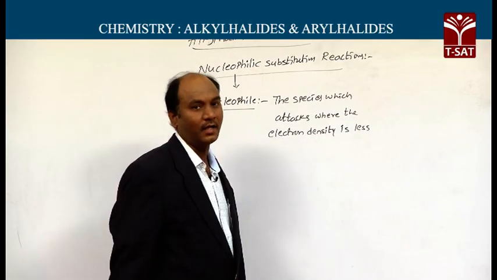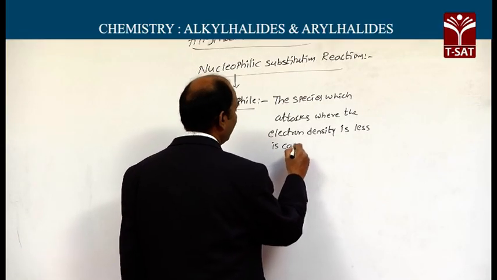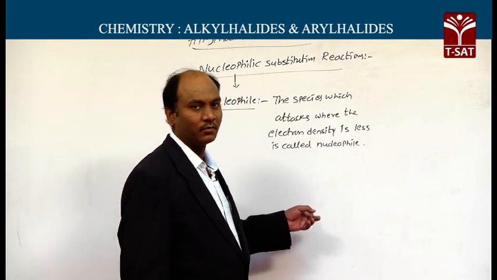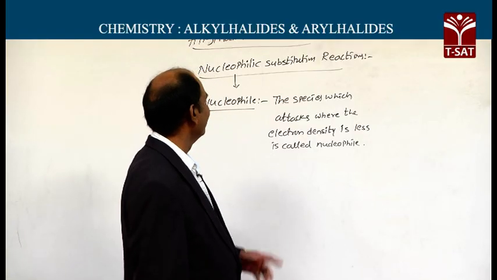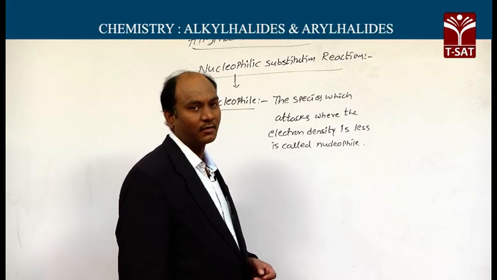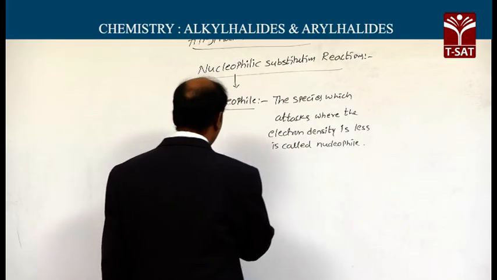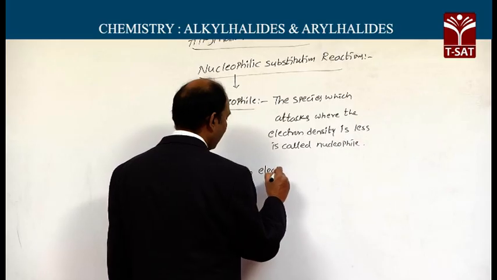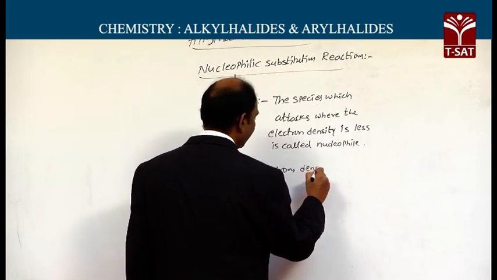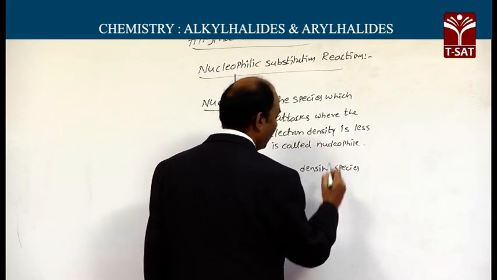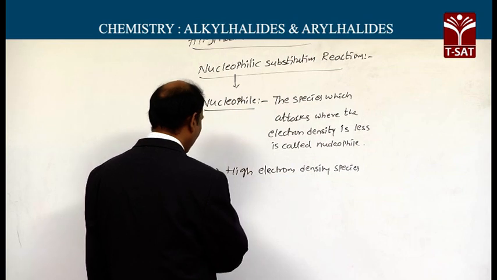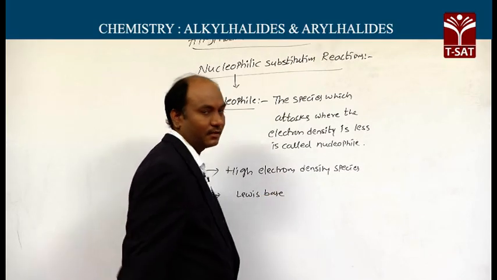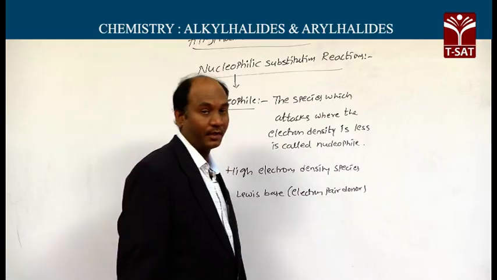The species which attacks where the electron density is less is called nucleophile. Nucleophile, the species which attacks where the electron density is more. Now actually the nucleophile is a high electron density species. That means it is an electron rich species. So it acts as a Lewis base. That means it acts as an electron pair donor.